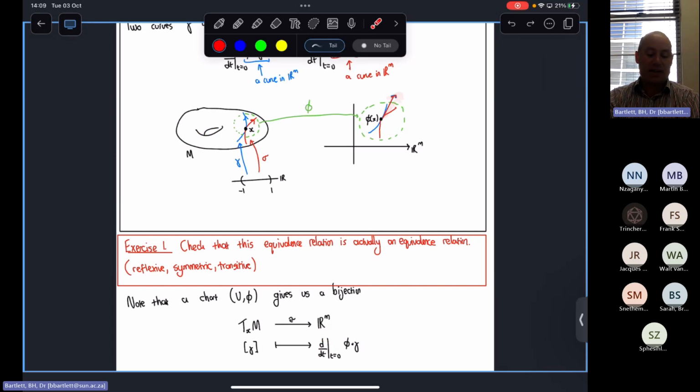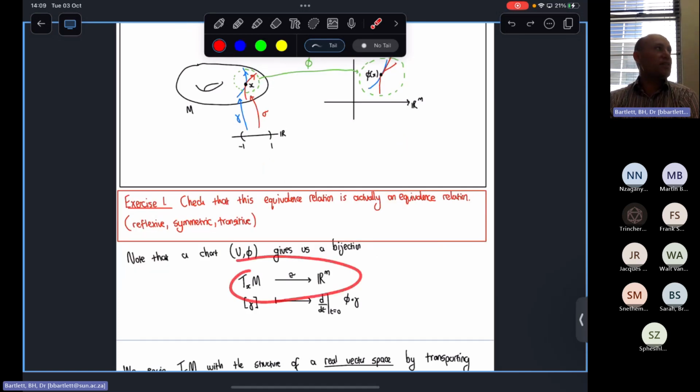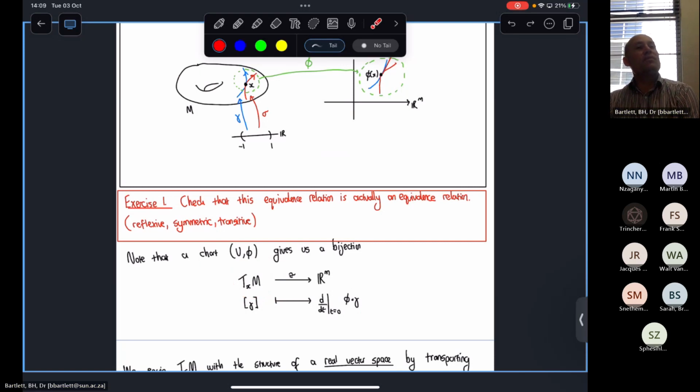That vector that you're getting out is obviously going to depend on the chart that you used. If you use a different chart, you'd get a different vector, but it is at least a bijection. So given a chart, we do at least get such a bijection. And then we can pull over the vector space structure from R^m back onto our tangent space. And that vector space structure, i.e. how to add vectors and how to multiply them by scalars, that will be independent of the chart that you used.